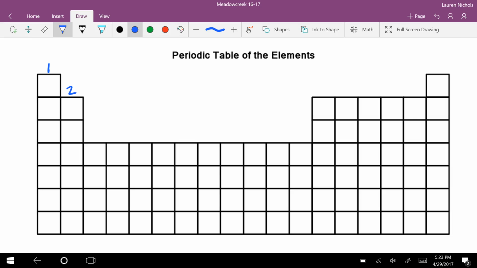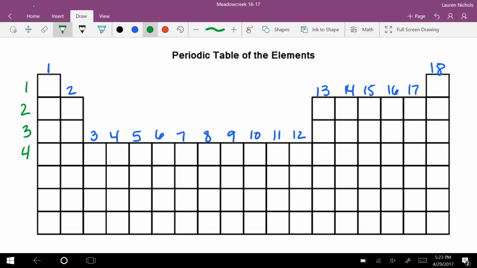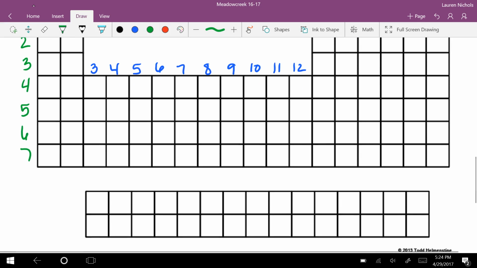So I'm going to do my columns in blue. 1, 2, 3, 4, 5, 6, 7, 8, 9, 10, 11, 12, 13, 14, 15, 16, 17, 18. And I'm going to do my rows in green. 1, 2, 3, 4, 5, 6, 7. And then, let's see, we'll label these 6 and 7 as well.